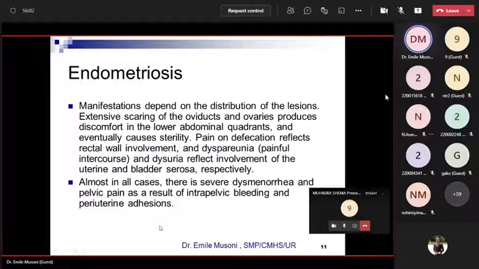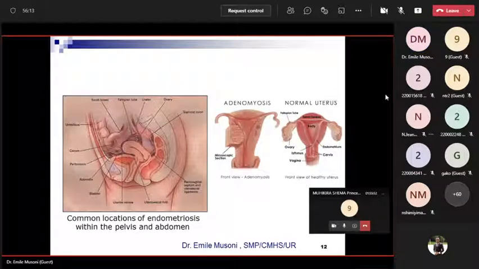So in summary, endometriosis is the location of the endometrial gland outside of the endomyometrium. Here there is the image of the common site of the endometrium. And here is a microscopic section showing the adenomyosis.